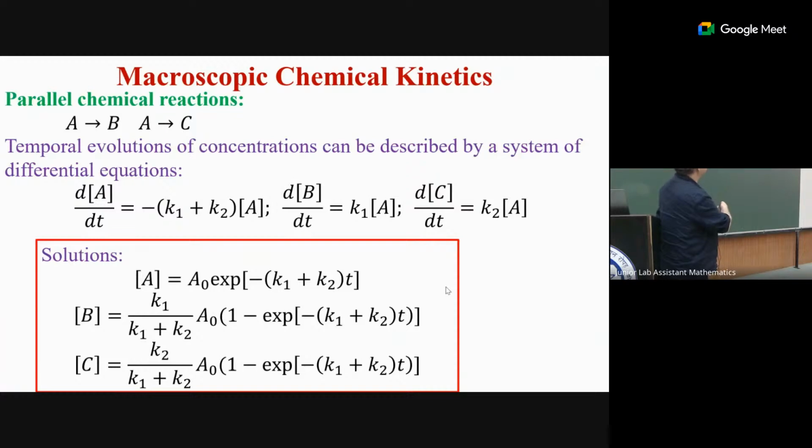So this is the change of concentration of A. You can write the equation like this. This is the change of concentration of B, building up with rate K1 times A. C is building up with rate K2. You can solve this. It's a little bit more complicated, but not significantly. Again, you have exponential decay for compound A, but the overall rate constant is combined. You have an exponential build-up for B and an exponential build-up for C, with the same exponent but with a different prefactor.